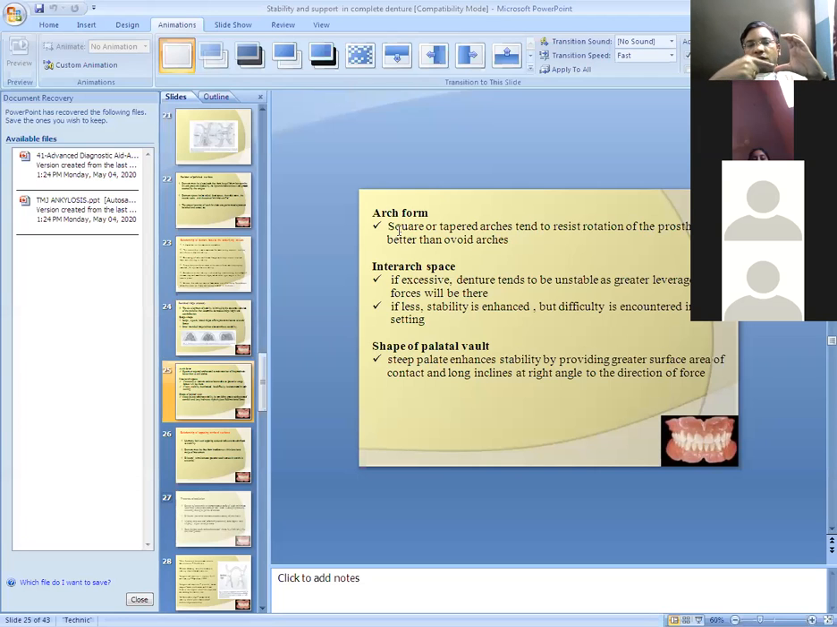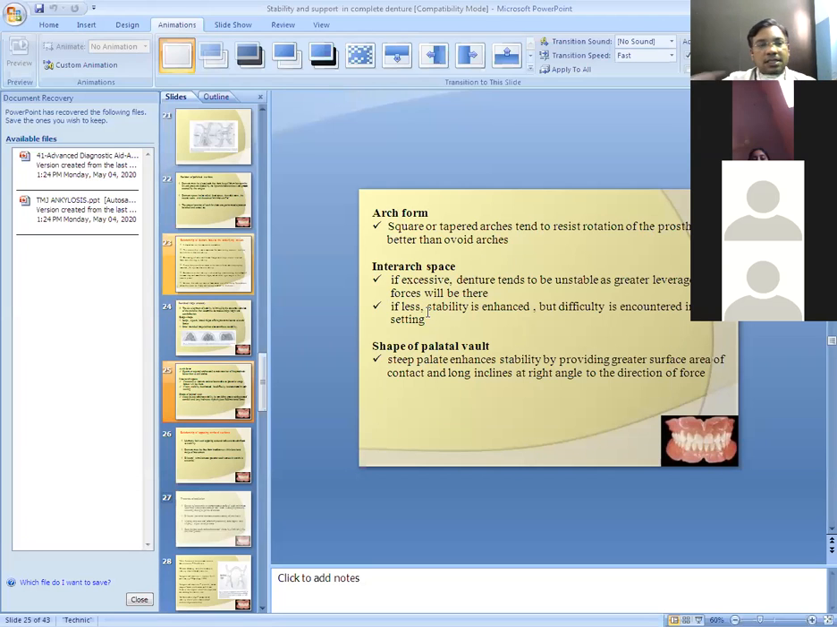That means when force is applied on this side, it should go on like this. So there is more stability; your process is more stable than an ovoid or V-shaped ridge. That is arch relationship.